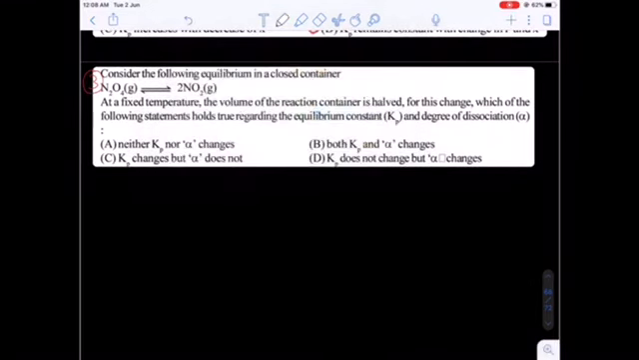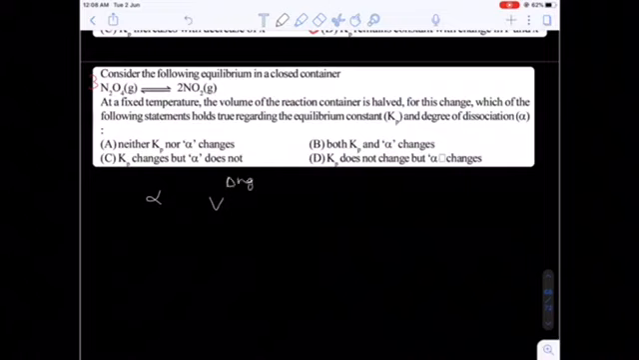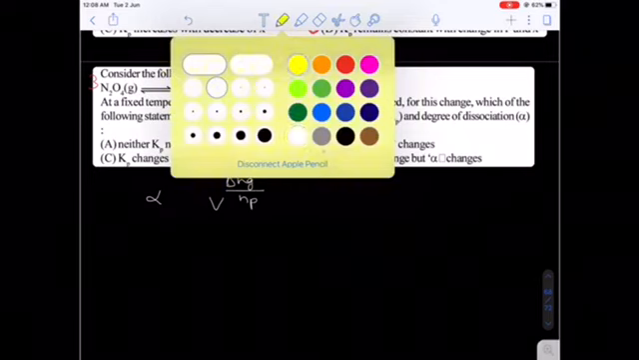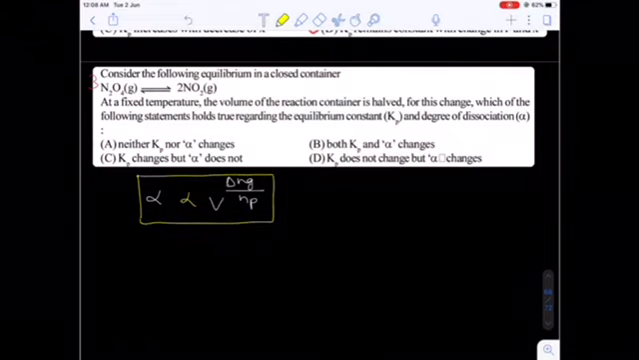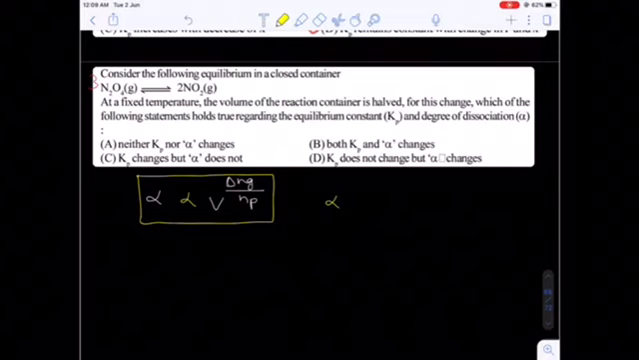Okay, now I told you one short formula. What is the short formula? Alpha is directly proportional to V to the power delta Ng, whole divided by Np. If you remember this formula, it is well and good, so that we can directly relate it to the alpha and V relation.